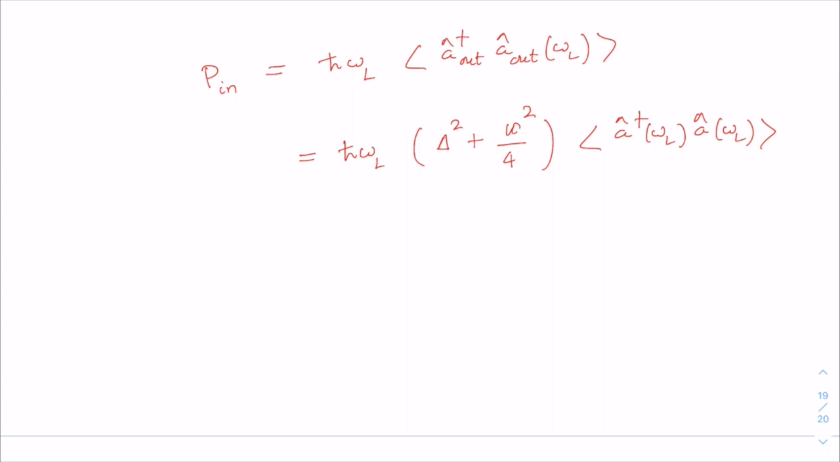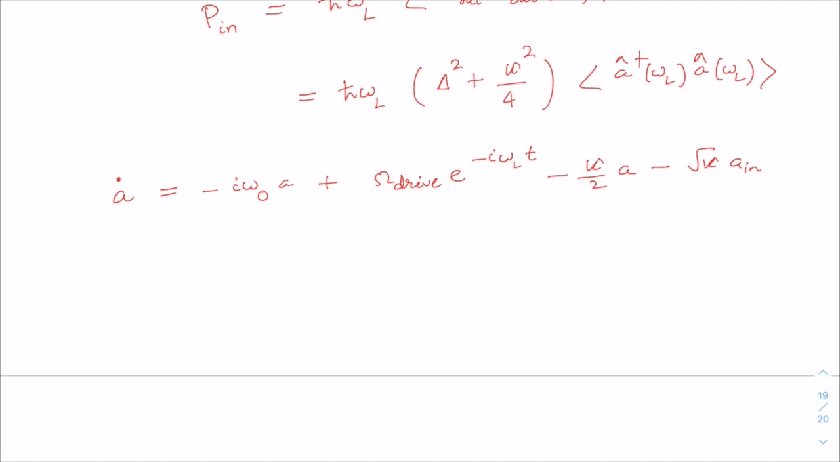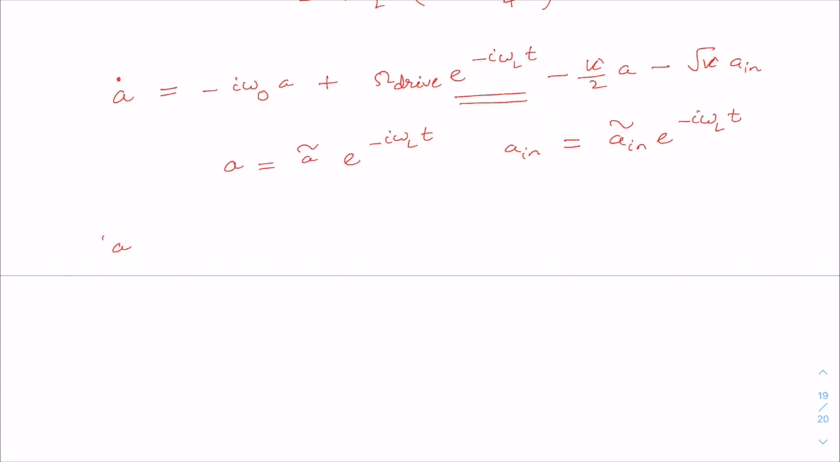Now, to go further, let me first take the equation for the cavity mode once again. So I have ȧ = −iω_0 a + Ω_drive e^(−iω_L t) − (κ/2) a − √κ a_in. To get rid of this explicit time dependence, I apply the usual trick, a change of variable: I take a = ã e^(−iω_L t), and a_in I take as ã_in e^(−iω_L t). If I do that, I will be able to get an equation in terms of ã.